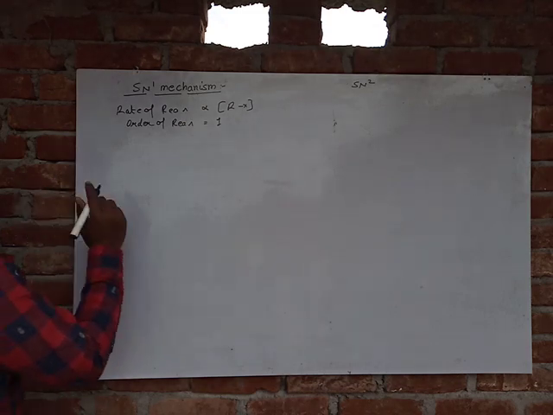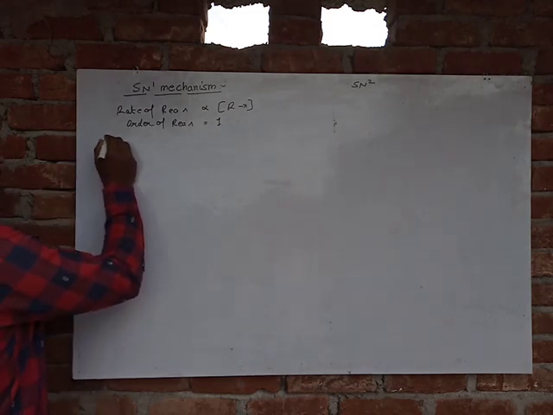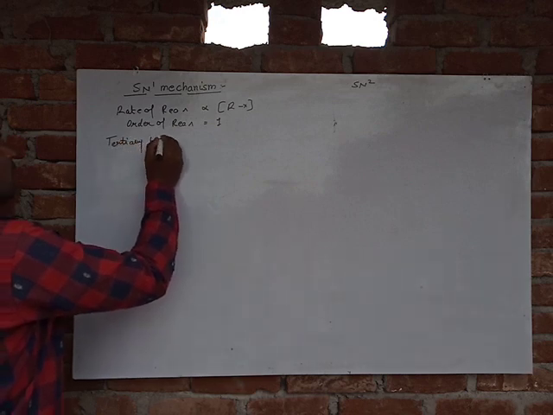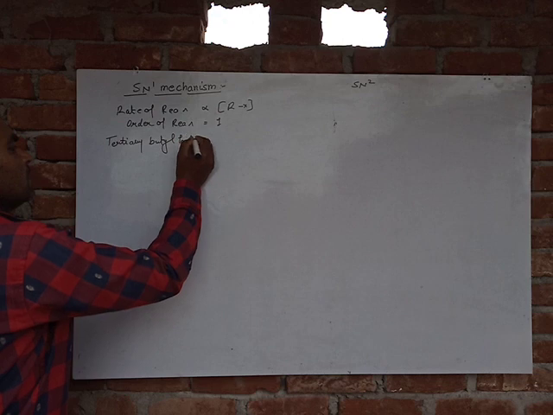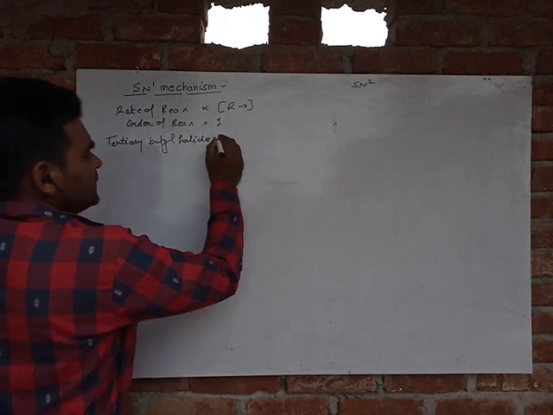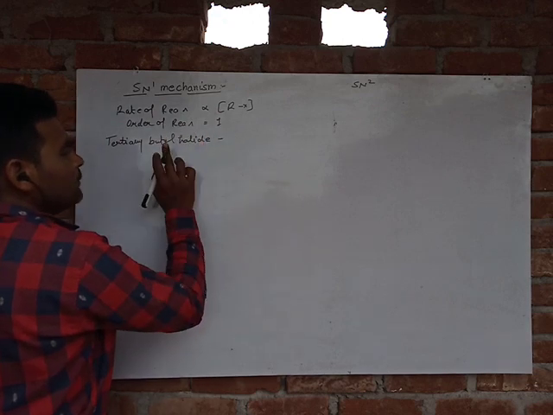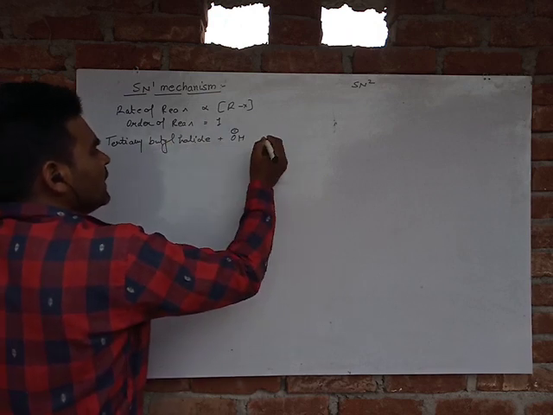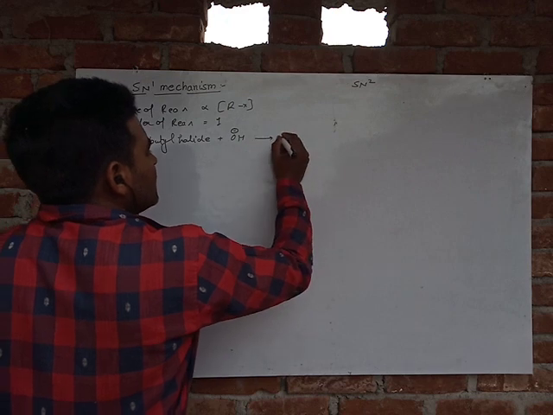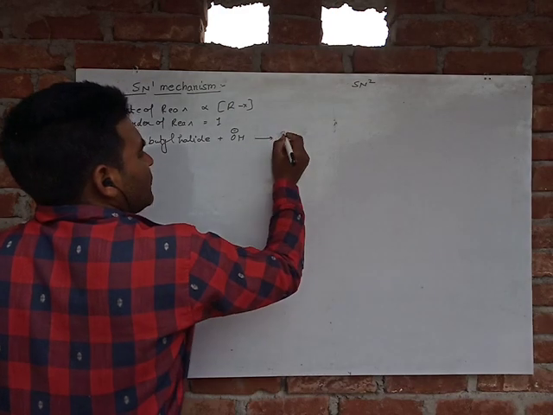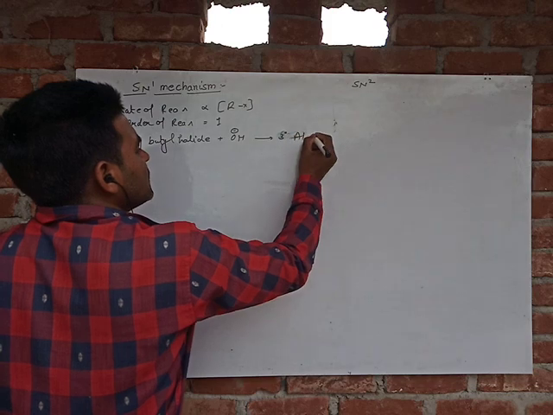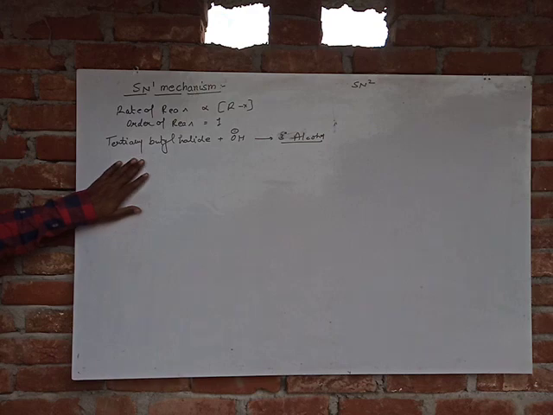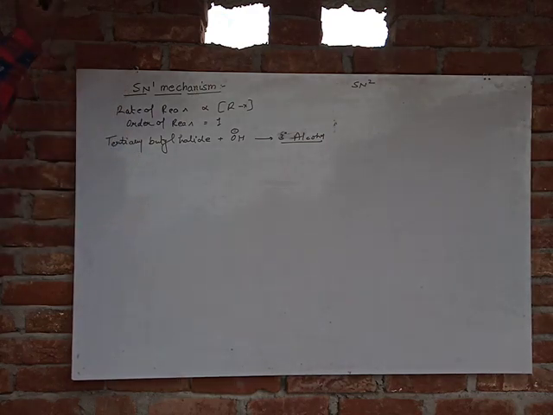Suppose we have tertiary butyl halide. It reacts with hydroxide, the OH minus ion, and forms the tertiary alcohol. This reaction follows the SN1 mechanism.